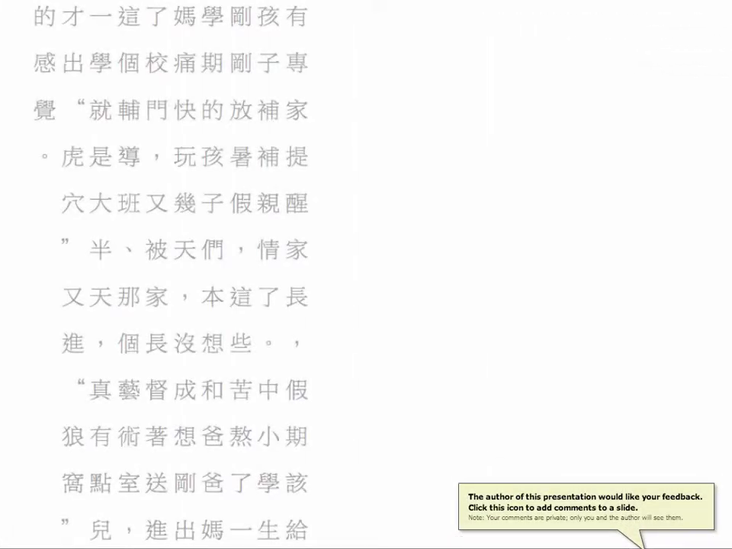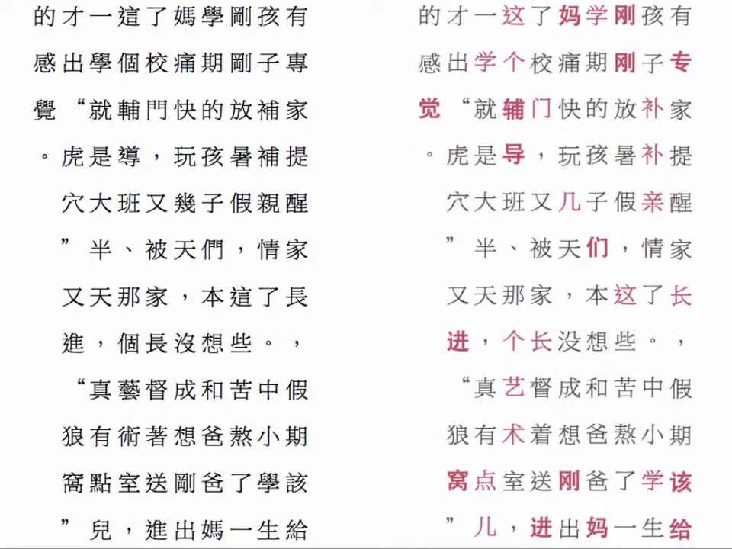So let's talk about traditional and simplified characters. Before the 1949 revolution, there was really no such thing as simplified characters. There were characters that were written in short form because they were handwritten, but there was no such thing as simplified characters. In 1949, the communists introduced simplified characters, and what they did is they simplified about 2,000 characters.